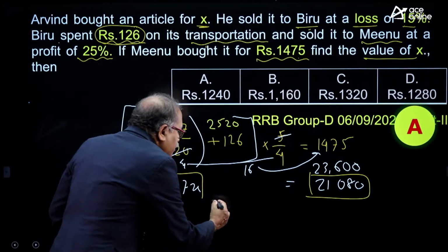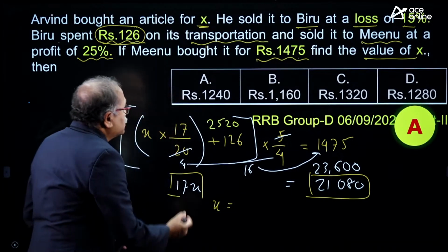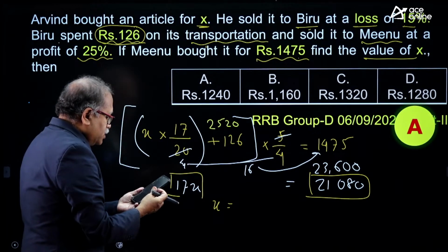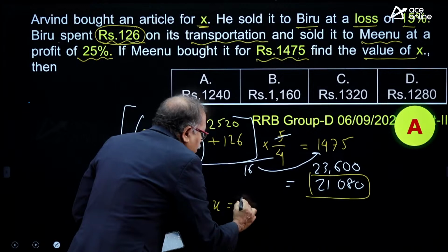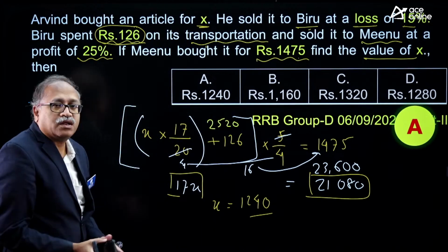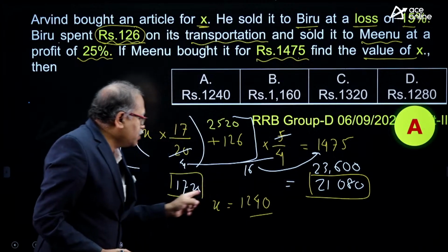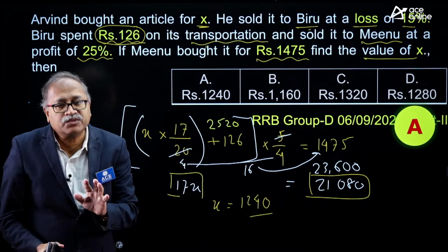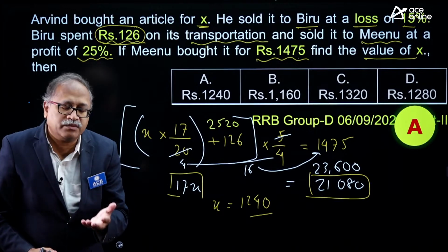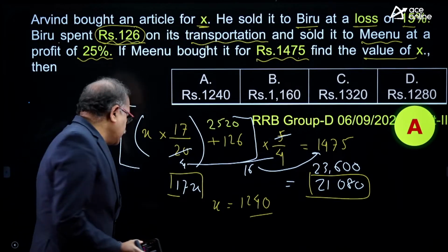Now, find out the x value. You are getting the same thing that Deepak has said, that is 1240. This is what you are getting once you cancel this number by 17. So, some questions will be there where calculation is necessary. Well done, my dear friends. I am moving on to the next question.